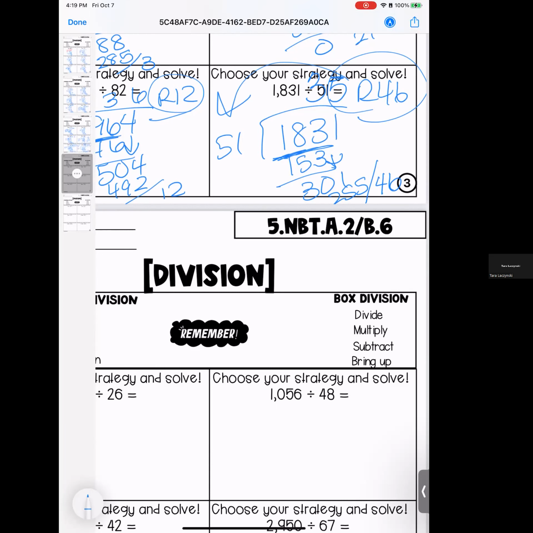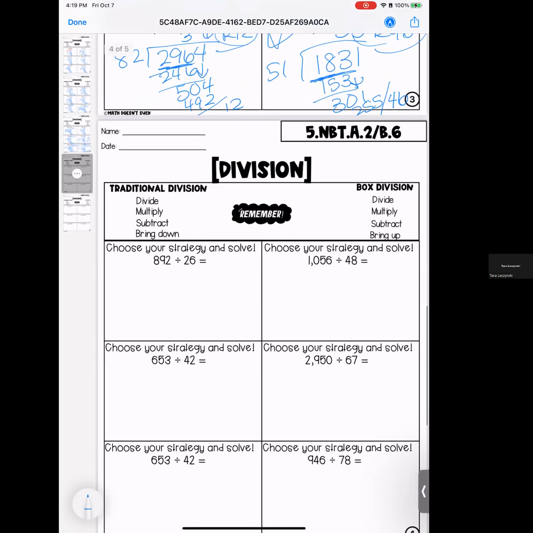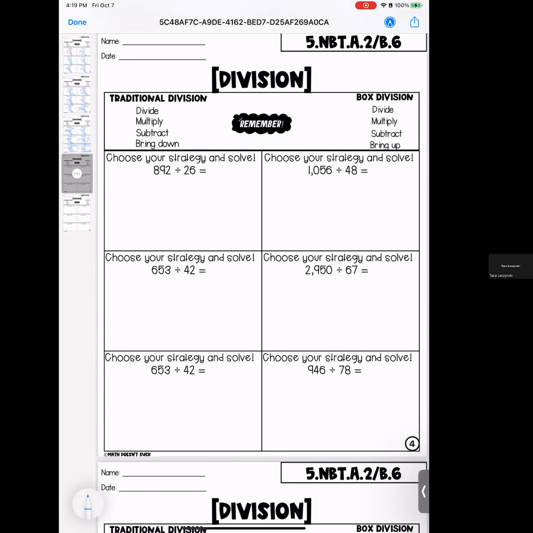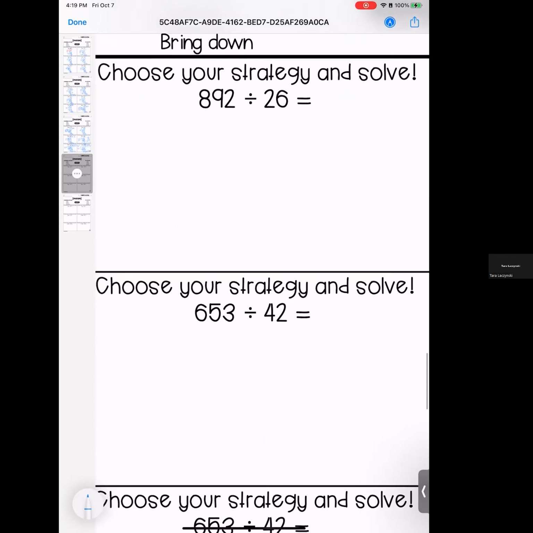That brings us to the end of page 3. Please go ahead and stop the video unless you are ready for page 4. If you're ready for page 4, then here we go. We are doing 892 divided by 26 using traditional division. If you are looking for box, please switch your video. Let's give this a go.